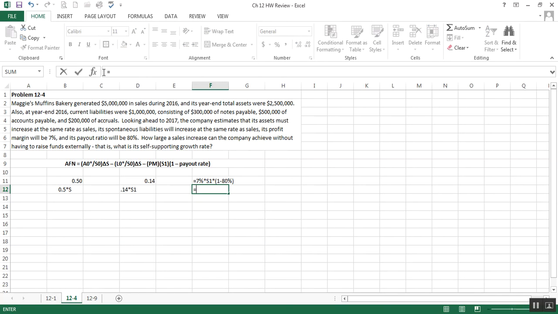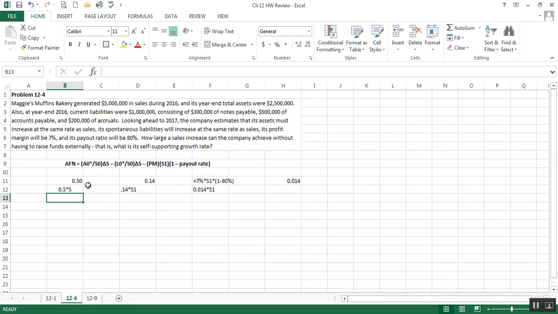Said differently, that is equal to 0.014 times S1. That is simply 7% times 1 minus 80%. See, 0.014. Okay?